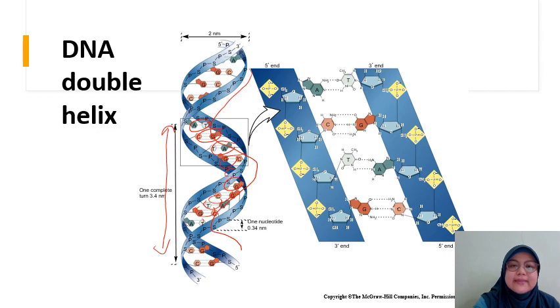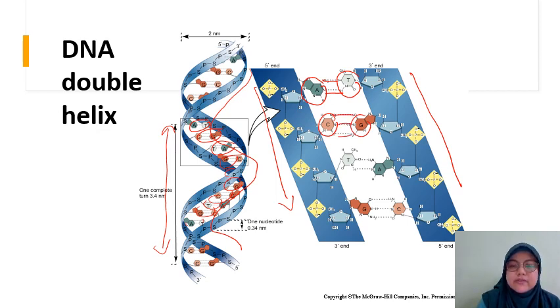And the two strands are anti-parallel. Anti-parallel meaning that one runs in the 5 to 3 direction and the other runs in the 3 to 5 direction. The helix is a right-handed helix, and the structure between the two strands is stabilized by hydrogen bonds. So look at the complementary bases. You have your A and T, stabilized by 2 hydrogen bonds. C and G is stabilized by 3 hydrogen bonds.